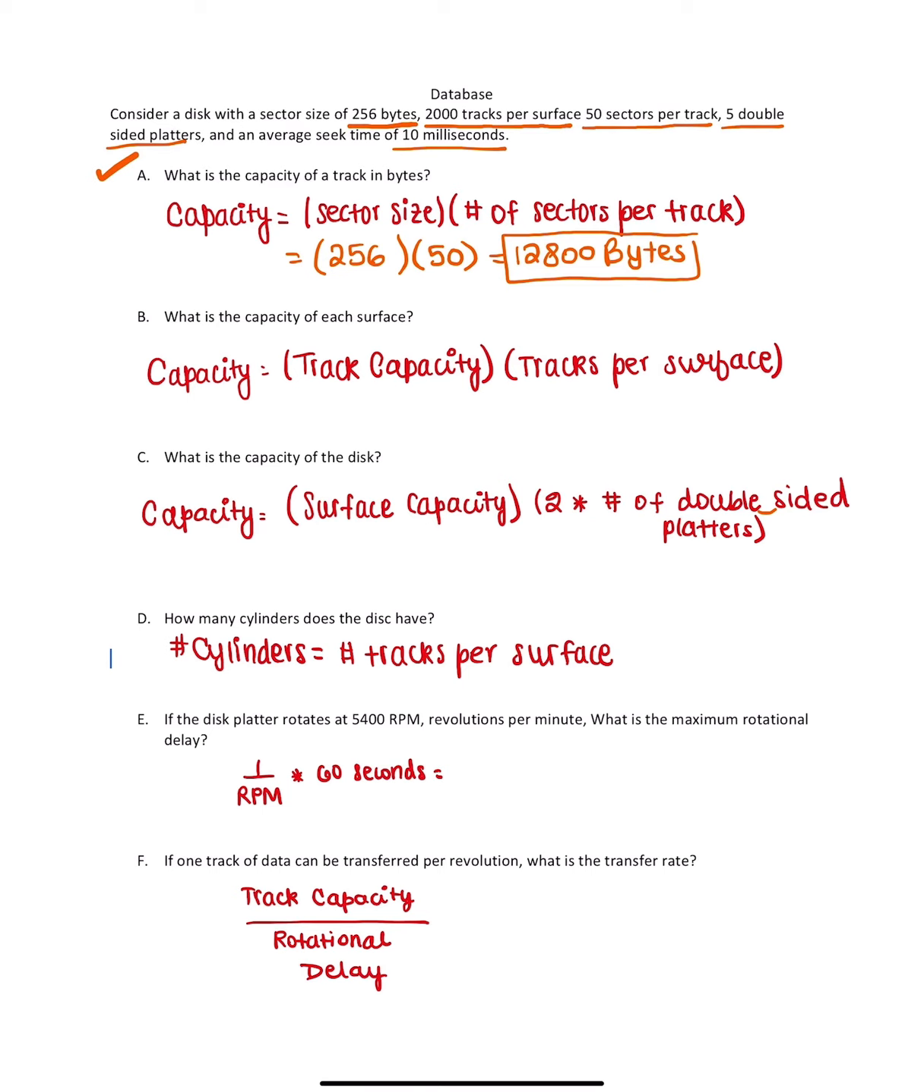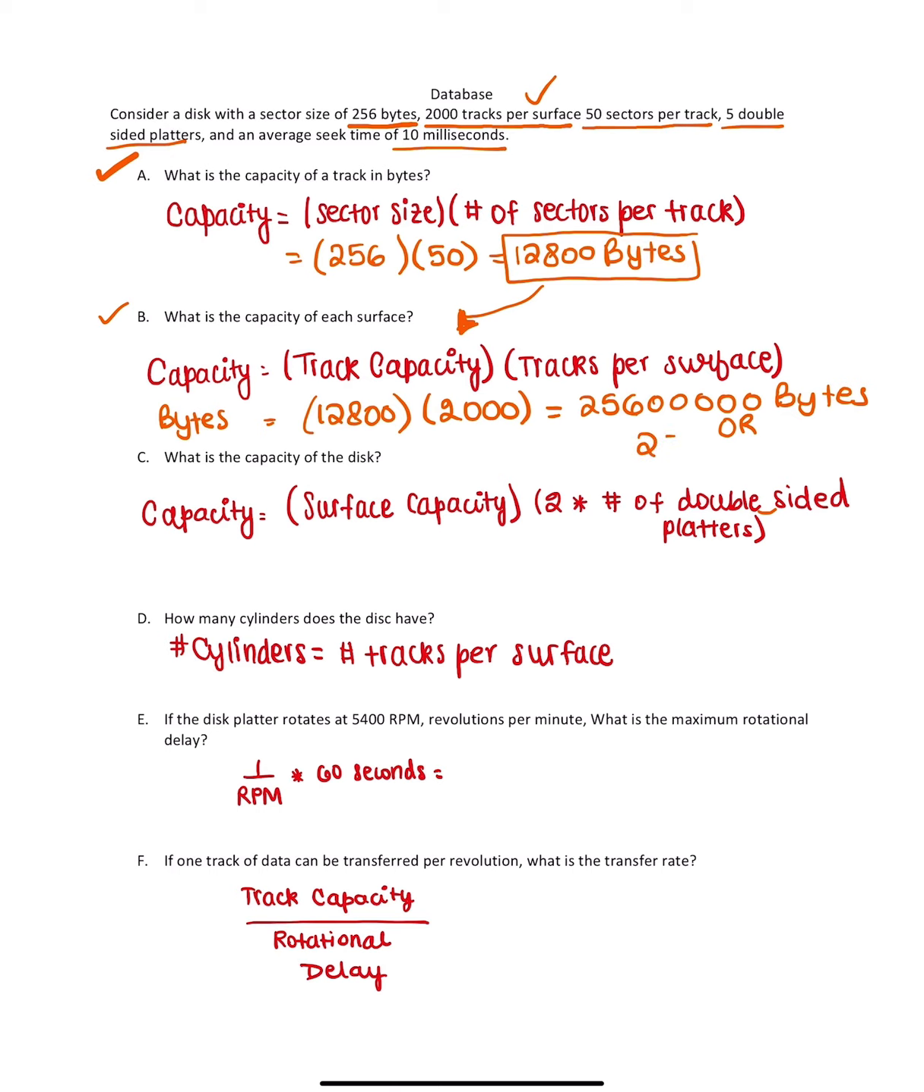Okay, part B. What is the capacity of each surface? Now we know the capacity, which we will calculate in bytes, is equal to the track capacity, which we just calculated, which is 12,800, multiplied by the number of tracks per surface, which is given to us in the question, which is 2,000. So multiply that. And that will give us a capacity of 25,600,000 bytes. Or we can also say that it is 25,600 kilobytes.